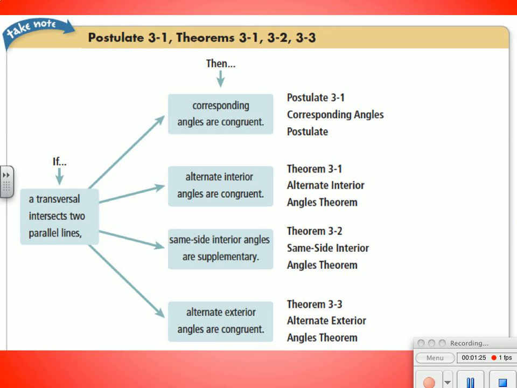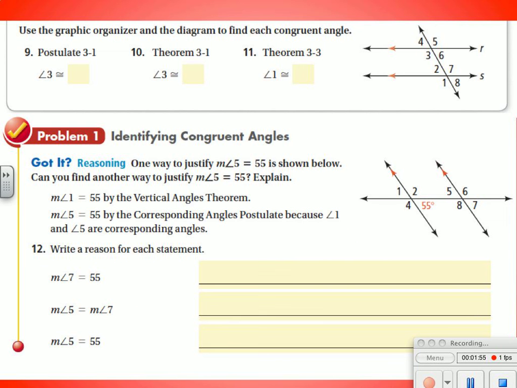In addition, if two parallel lines are cut by a transversal, then same side interior angles are supplementary. Once we see a drawing of this, it'll make perfectly good sense. When you look at the angles, they appear to be supplementary angles or add up to 180. And finally, the last theorem, the alternate exterior angles theorem, says if a transversal intersects two parallel lines, then alternate exterior angles are congruent. So let's look at some problems that we can use to identify different angles.